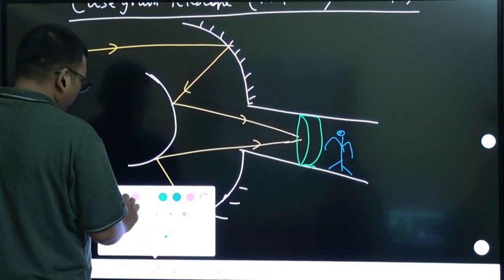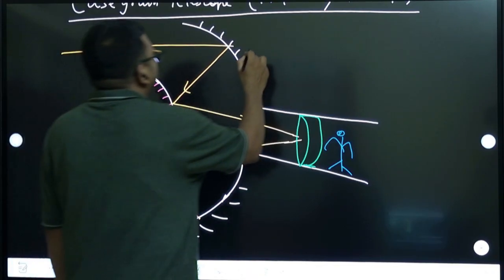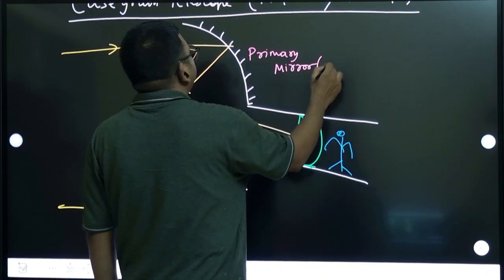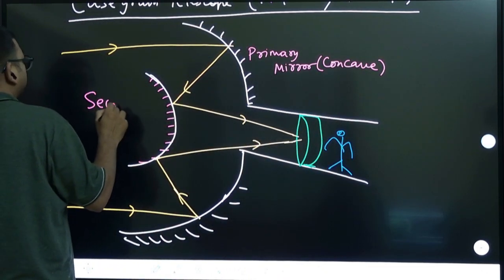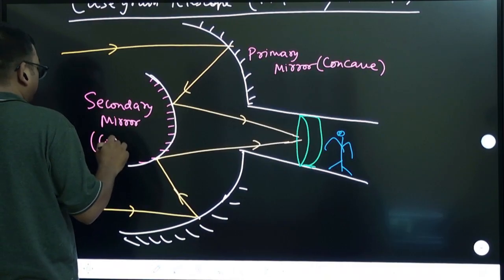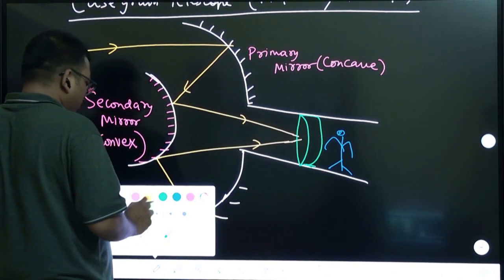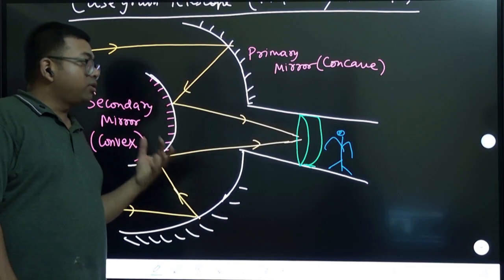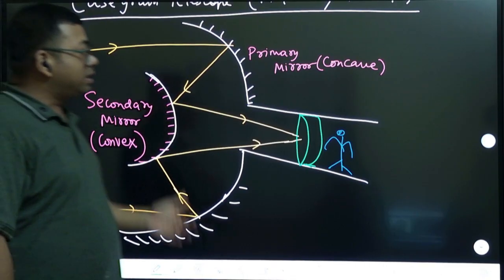Now note that this is a convex lens, and this is a concave. This is the primary mirror. The primary mirror is concave, and this is the secondary mirror. This is convex. Good, so that's how it will work. And in NCERT, there are one or two questions on this. One question is definitely given in NCERT, a very good question. You can expect questions on the Cassegrain telescope in your board exam as well as for NEET.